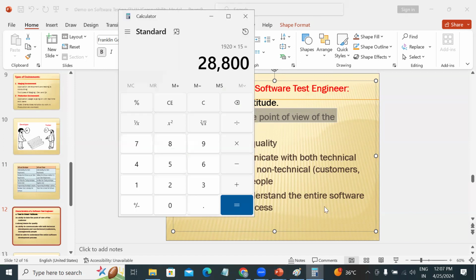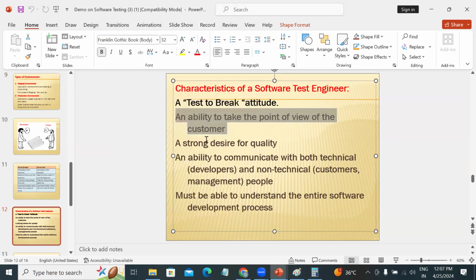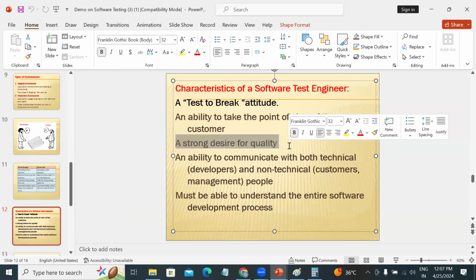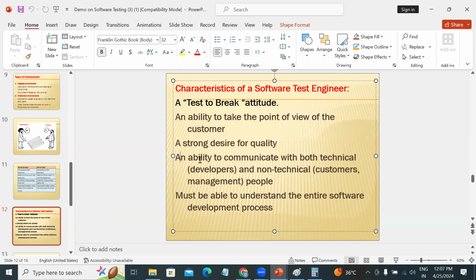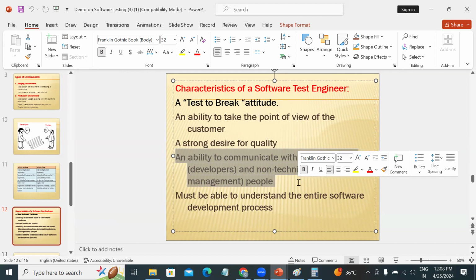Is it fine? Yes. A strong desire for quality. Always you have to think about the quality only. An ability to communicate with both technical and non-technical customers. So whenever you find any mismatches, you have to explain those mismatches to developers, technical persons, and customers, non-technical persons. So you should have communication skills also.